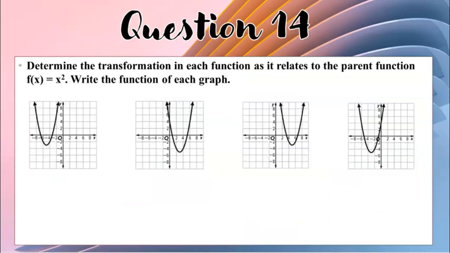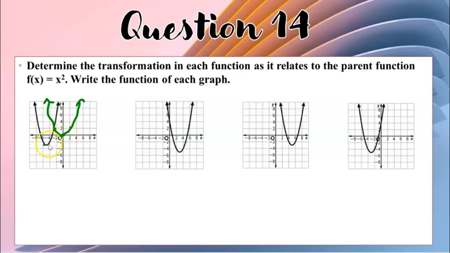And our last question, question 14, determine the transformation in each function as it relates to the parent function f of x equaling x squared. And then we're going to write the function for each graph. Now this only has translations, so there's no dilation or reflection involved. So normally a parent function is at the origin and it's at these 3 points. So all we want to do is compare where did the vertex go. My y's are counting by 2's.